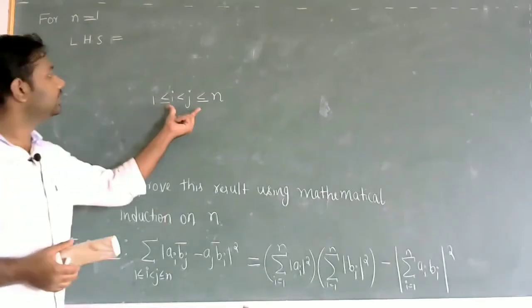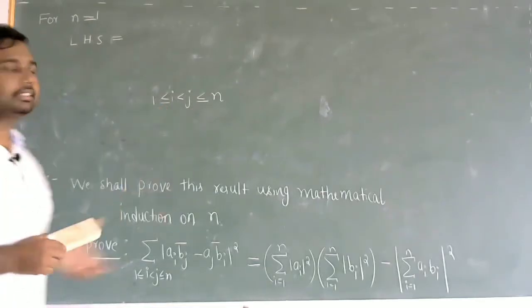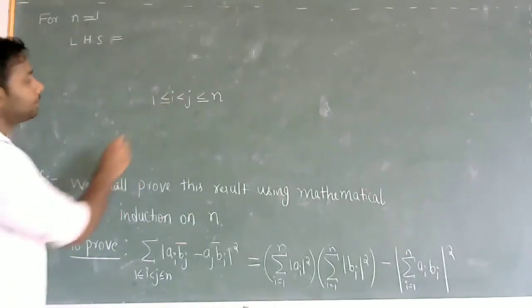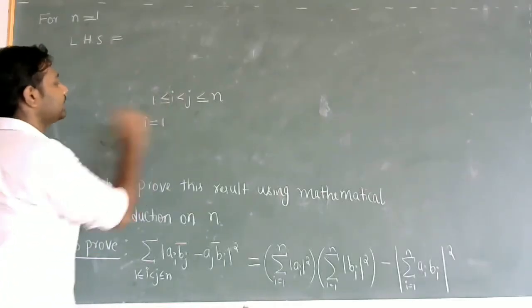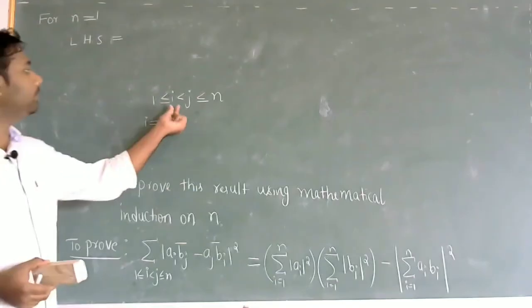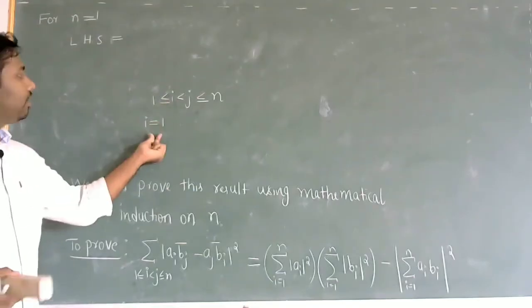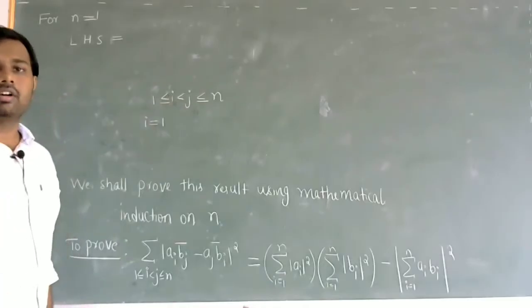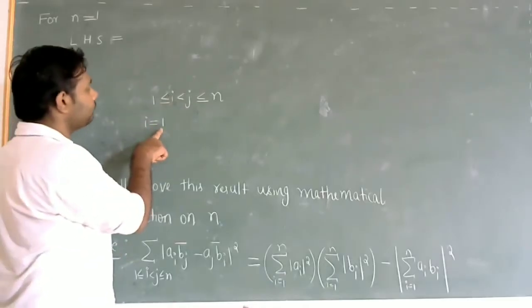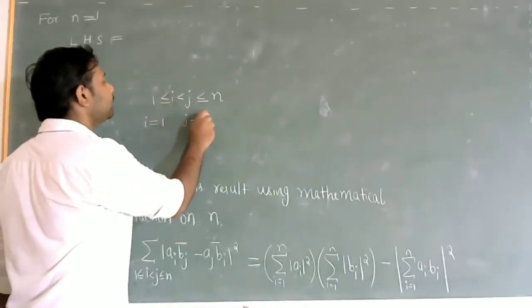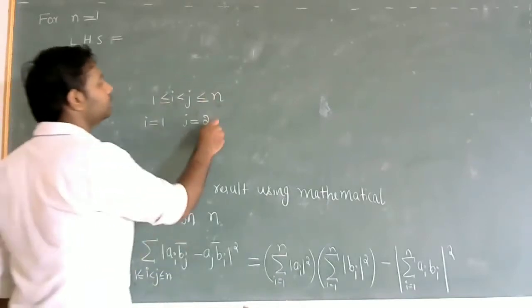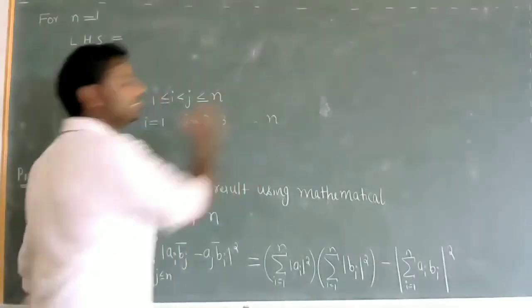So this condition actually works in this way. i is greater than or equal to 1, so the minimum value that i can take is 1. But j has to be strictly greater than i. So if i takes the value 1, j starts from 2, and the maximum value is n. So 2, 3, and so on up to n.